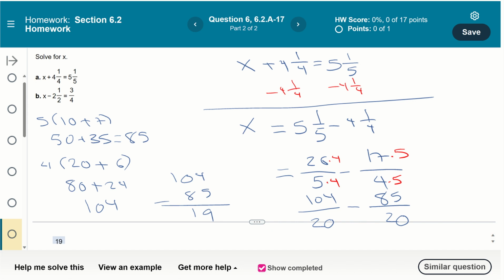All right, so we end up with 19 over 20. All right, that's how you do this, and also how you do the next one. Of course, for that one, you're gonna want to add 2.5 to both sides, right?